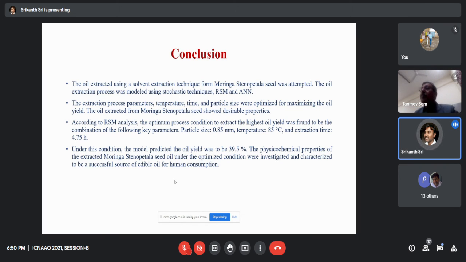According to the RSM analysis, the optimum process condition to extract the highest oil yield was found to be the combination of the following parameters: particle size 0.85 mm, temperature 85 degrees Celsius, and extraction time 4.75 hours. Under this condition, the model predicted the oil yield to be 39.5 percent, and the physicochemical properties of the extracted Moringa stenopetala seed oil under the optimized condition were investigated and characterized to be a successful source of edible oil for human consumption.